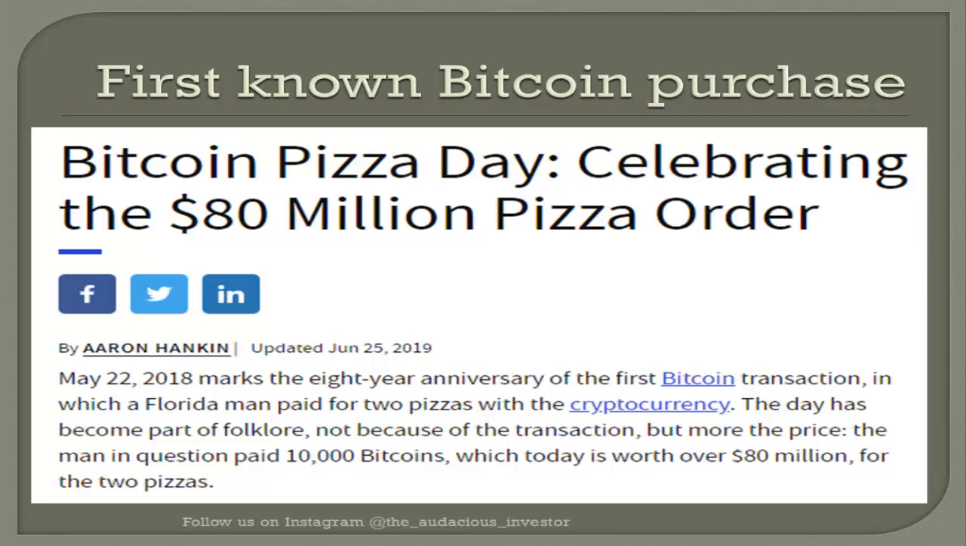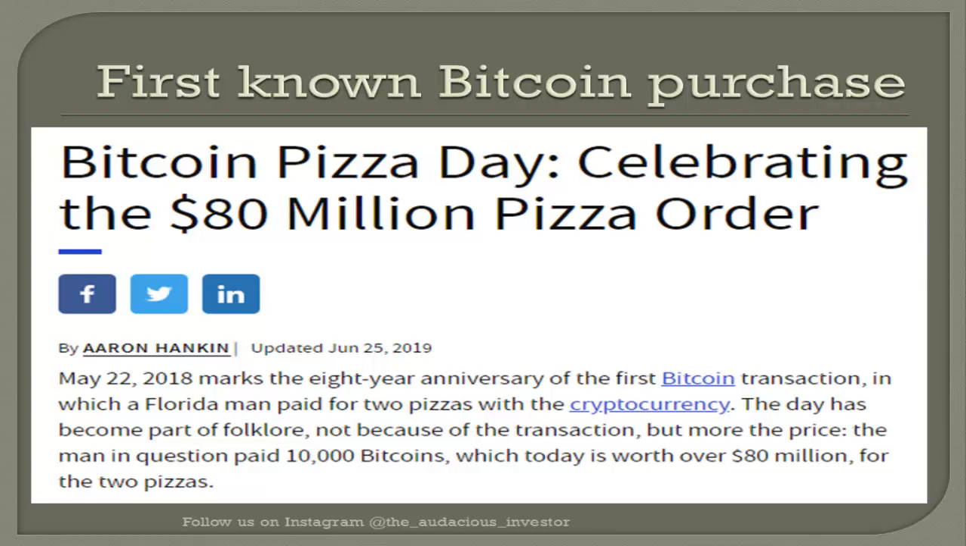So at the time of this article, when it was reported on June 25th, 2019, it's an updated article because it was reported much earlier, of course. But at that time in 2019, those 10,000 bitcoins would have been worth 80 million. Now, today, a bitcoin is worth about, I think, coming on to £8,000. So £8,000 times 10,000 bitcoins.